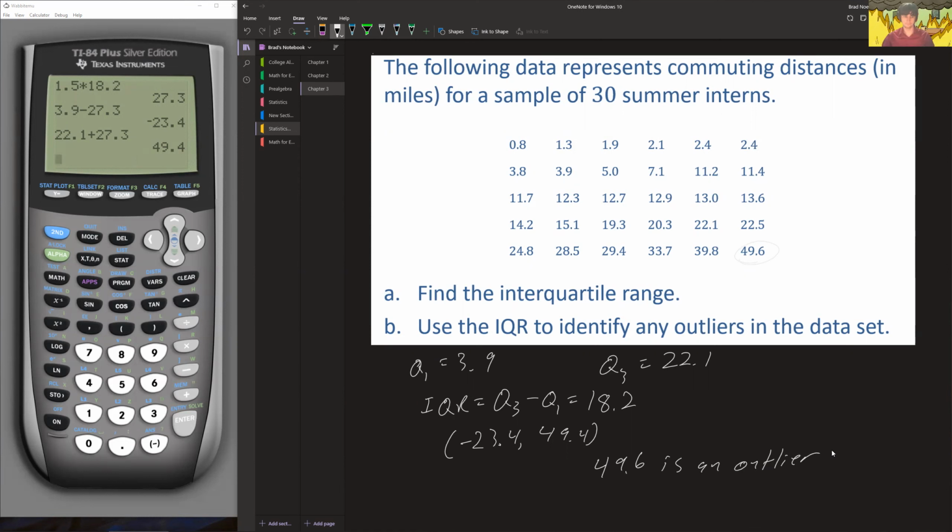And there we go. So that's all I do when finding an outlier. Okay.